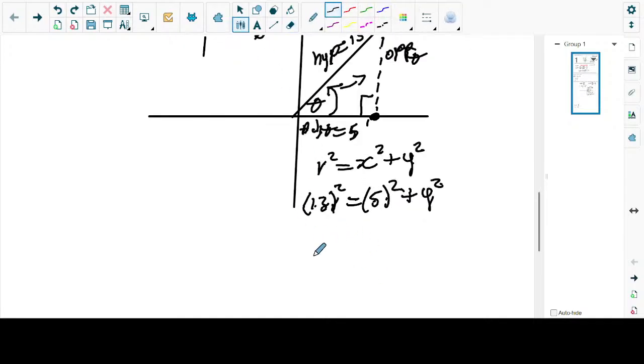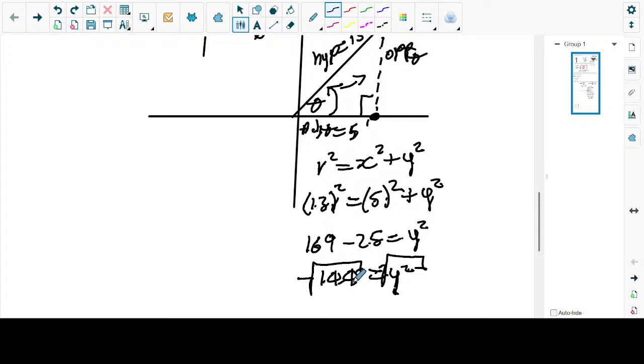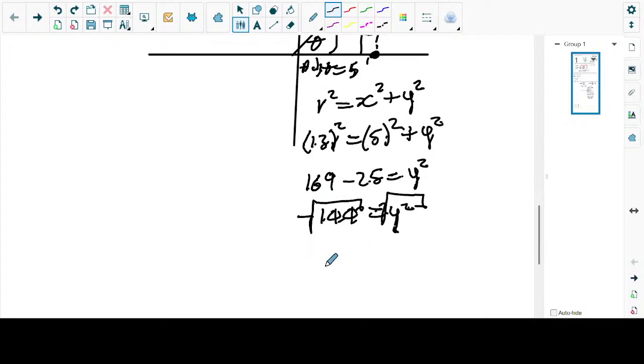So you have 169 minus 25, which is equal to y squared. 169 minus 25 gives you 144. Then you put a square root: y squared equals the square root of 144. What did you say about the square root? It's positive or negative, so we put a plus and a minus. Plus and minus 12.